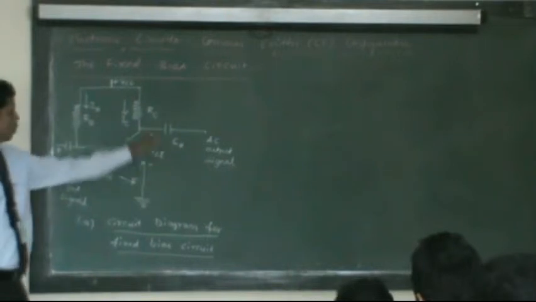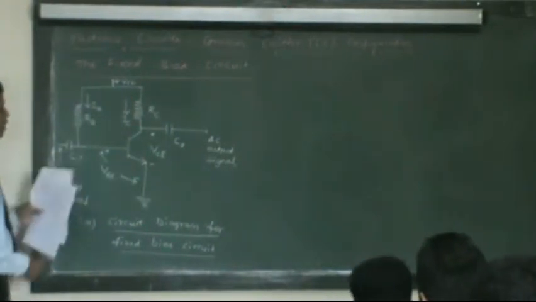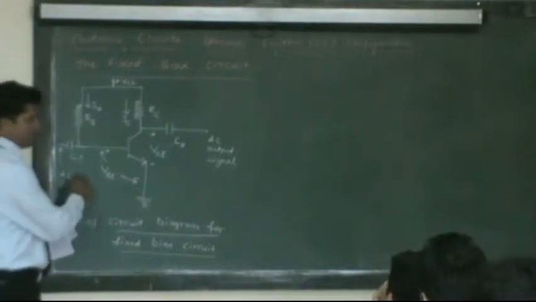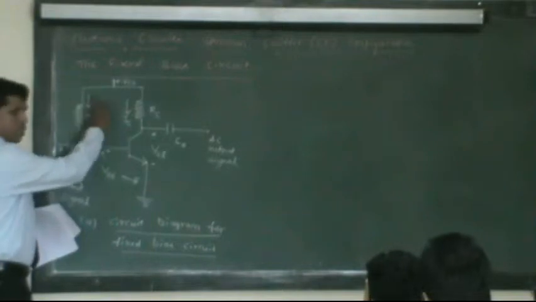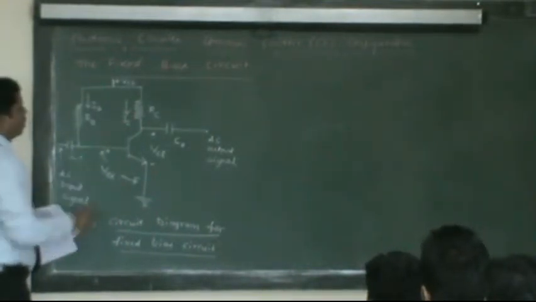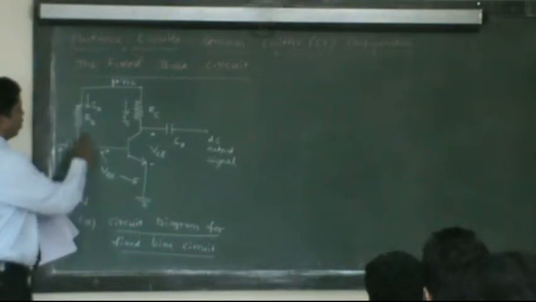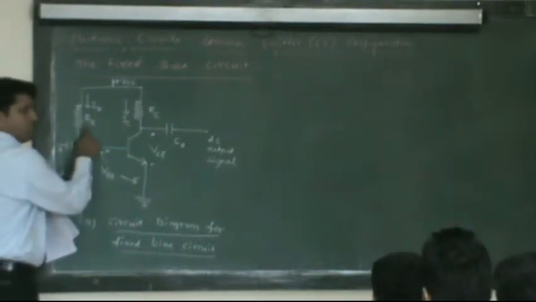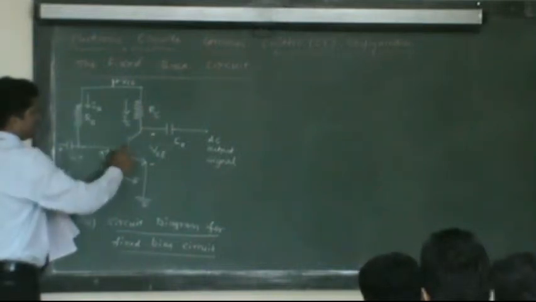First, we look at the original circuit without analyzing it separately as DC and AC. You are looking at the complete circuit of fixed bias. You can see the various components of the fixed bias amplifier circuit. It contains a DC voltage, which is plus VCC, the collector supply voltage, and it contains two resistors, RB, which is the base resistor, and RC, which is going to be the collector resistor.